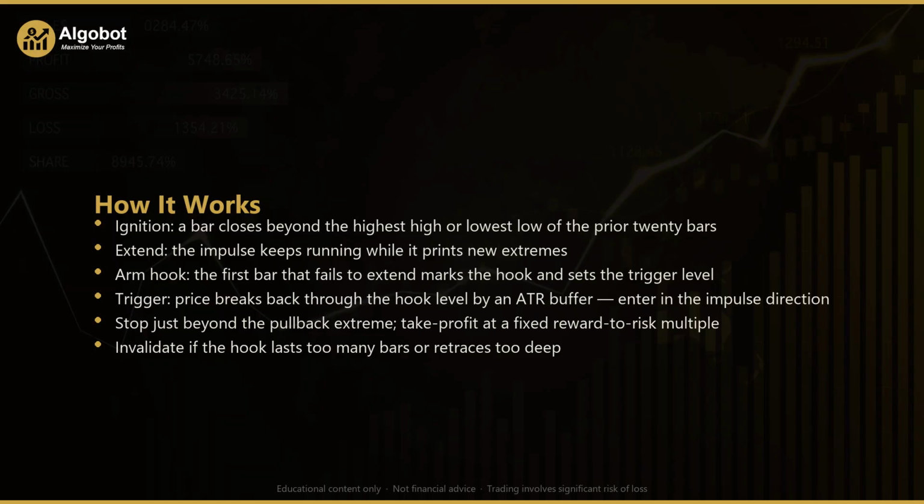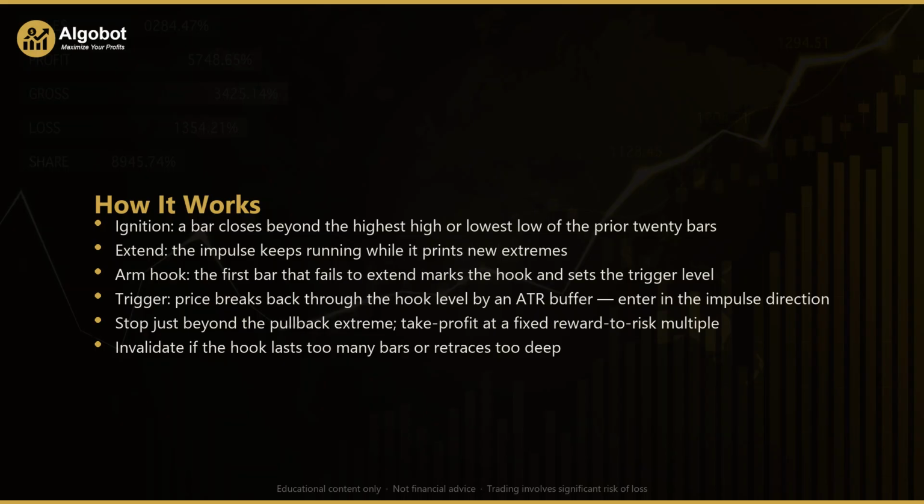Step 4 is the trigger. If price then breaks back through that hook level by a small buffer, the break buffer ATR, a fraction of the average true range, the trend is judged to have resumed, and the EA signals an entry in the direction of the original impulse. On a long, entry is at the ask. On a short, entry is at the bid. Before entering, it checks that no position is already open on this magic number and that the current spread isn't wider than the max spread points limit.